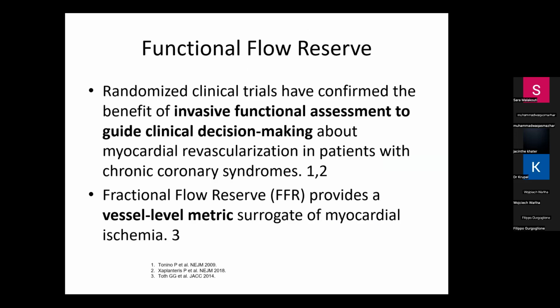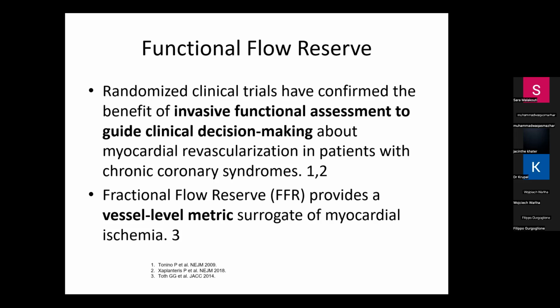Now, it's been already proven through trials that FFR can help in functional assessment of the lesion, and also can help in making the clinical decision whether to stent or not. Another advantage of FFR is that we get a vessel-centric marker for myocardial ischemia. So a single vessel ischemia we can diagnose with FFR.